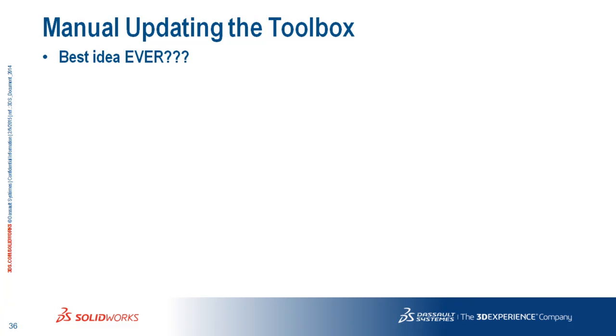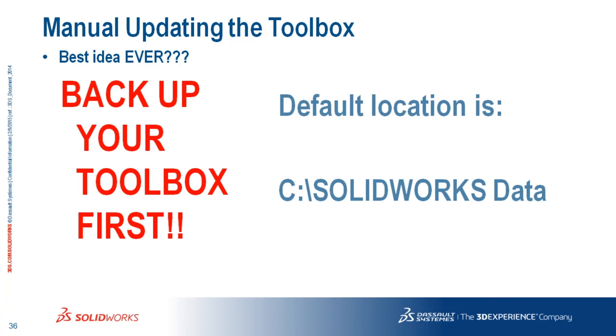If it does come back then, and you look after the admin image pushes and it didn't update, then you're going to have to start doing a manual process, or you can try to run the repair off the SOLIDWORKS Installation Manager. Best idea ever? Anybody guess what it is? Back up that toolbox. Before you attempt to manually update, back it up, back it up, back it up.